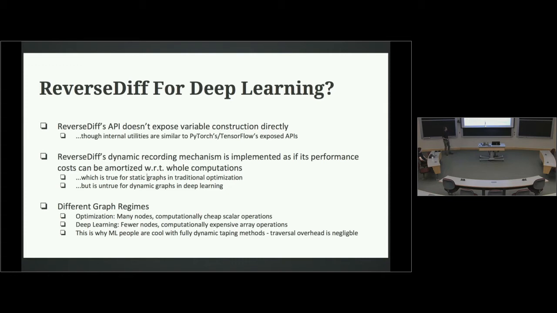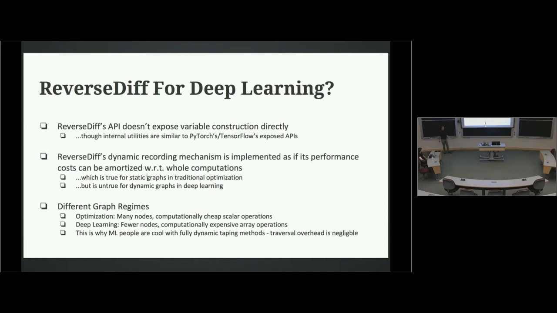So what machine learning people tend to like, it seems, after I've reviewed some of these other libraries, is APIs which expose the variable construction and tracking mechanisms directly. And that's internally what ReverseDiff uses, but the API we expose doesn't expose that functionality at all to users, very purposefully, because my thought would be that they would screw it up. But it's also the case that they tend to like having dynamically re-recorded computation graphs, and this seems to be the case because their regime is one in which they have far fewer nodes than traditional optimization problems, but the nodes themselves are way fatter. They're array operations, and the traversal overhead and the record overhead is very small compared to actually executing the graph.